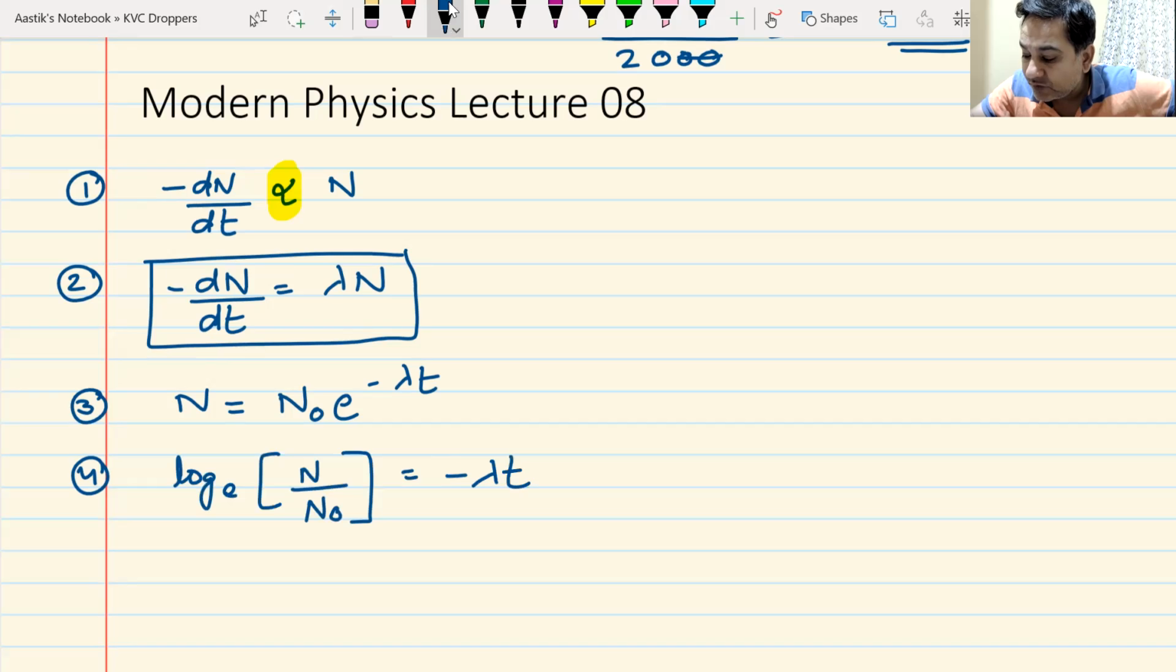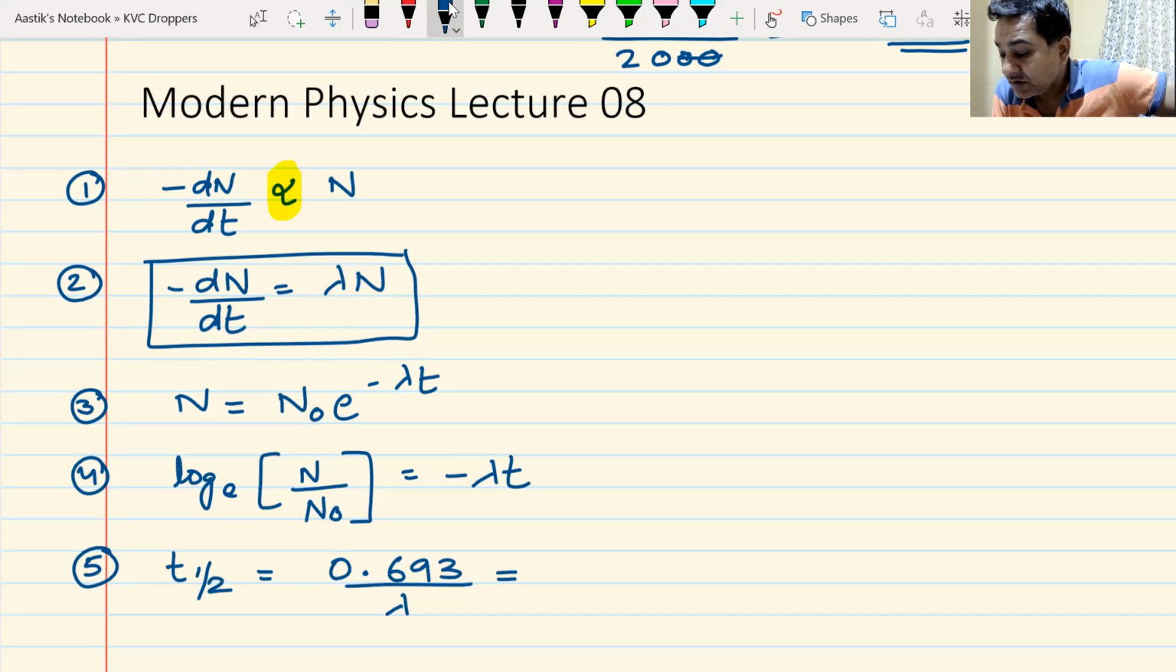Are we all remembering these formulae, or are they going above our heads saying bye bye? We remember these formulae, yes or no? Yes, sir. Next one, half-life. What was the formula for half-life? T half or T H. 0.693 by lambda. We have to remember these formulae because the same formulae will be coming in the exam straight away.